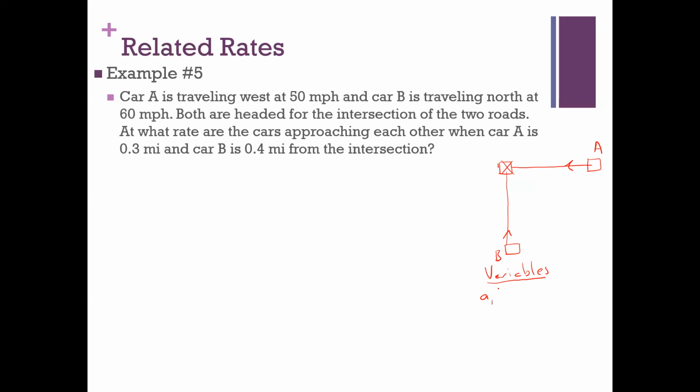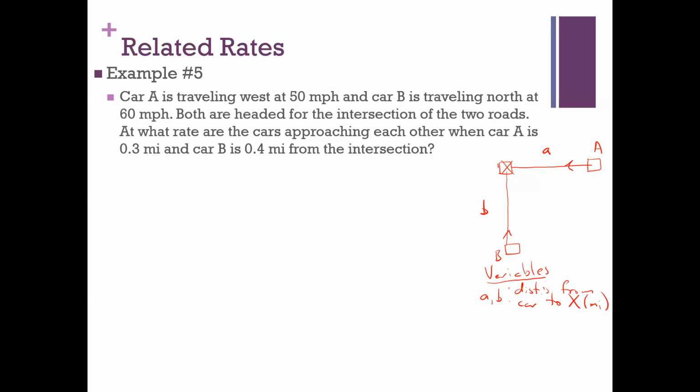A and B are fine. So A and B are going to be distances from car to intersection. And what's the unit we want to use for that? Miles. Okay, so I'm going to label this A. I'm going to label this little b.